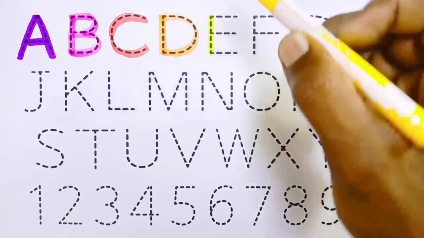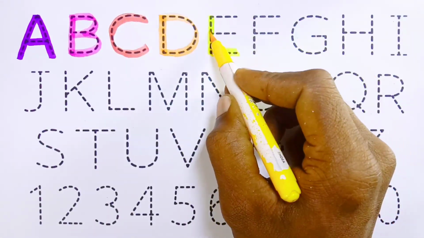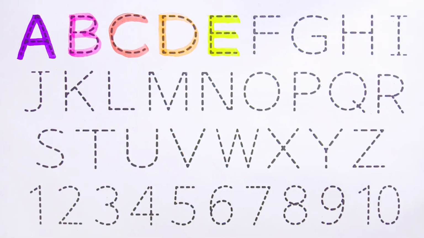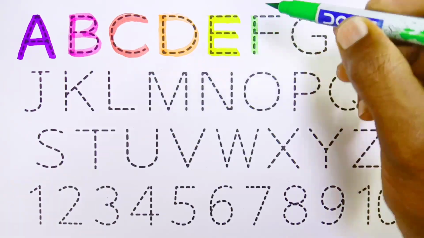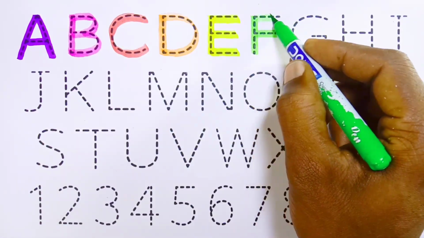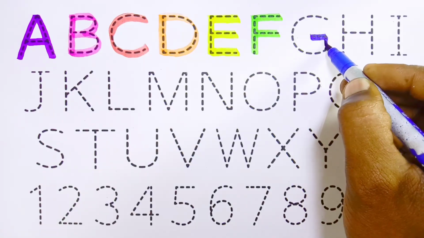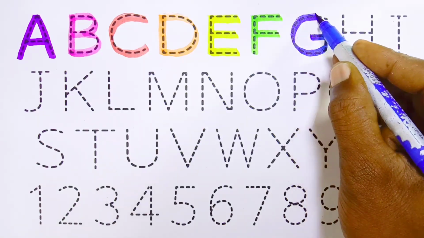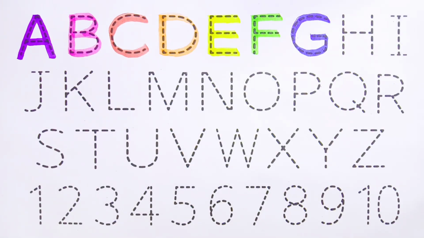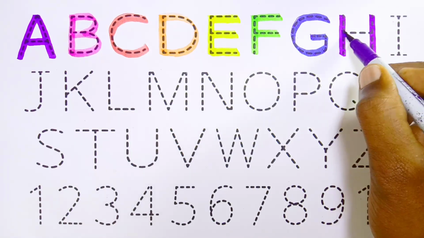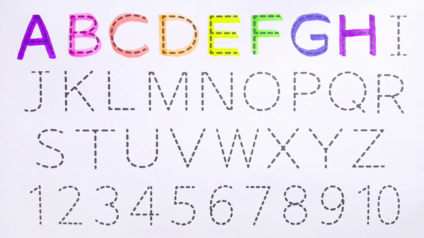E, E for egg. F, F for fish. G, G for gift. H, H for house.